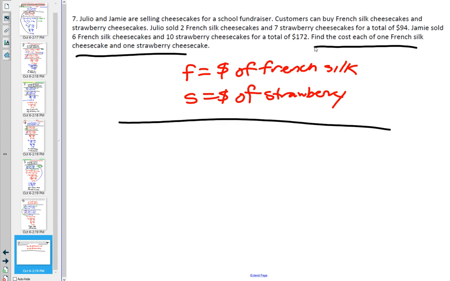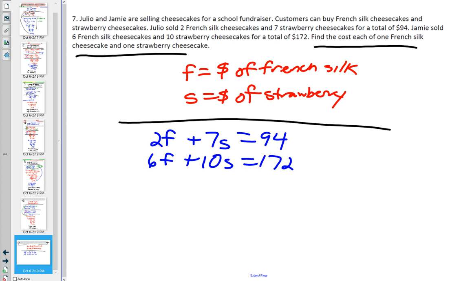Let's do Julio's equation first. Julio had 2 French silks and 7 strawberries, and he made $94. Jaime, or Jamie, had 6 French silks, 10 strawberries, and they sold for $172.